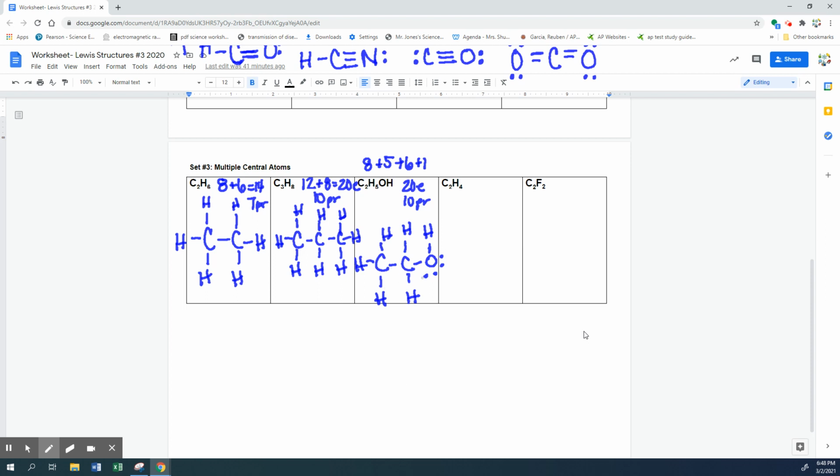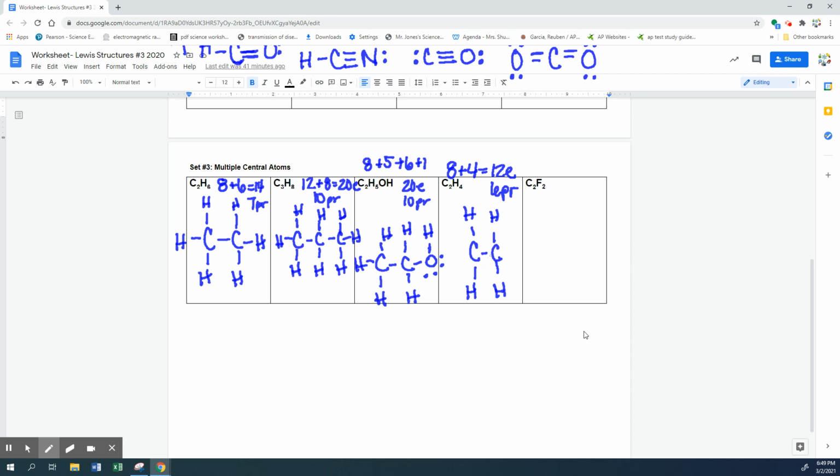Perfect. We have C2H4. So that means we have 8 plus 4, 12 electrons, or 6 pairs. Start with my 2 carbons in the center. Place my 4 hydrogens. 1, 2, 3, 4.